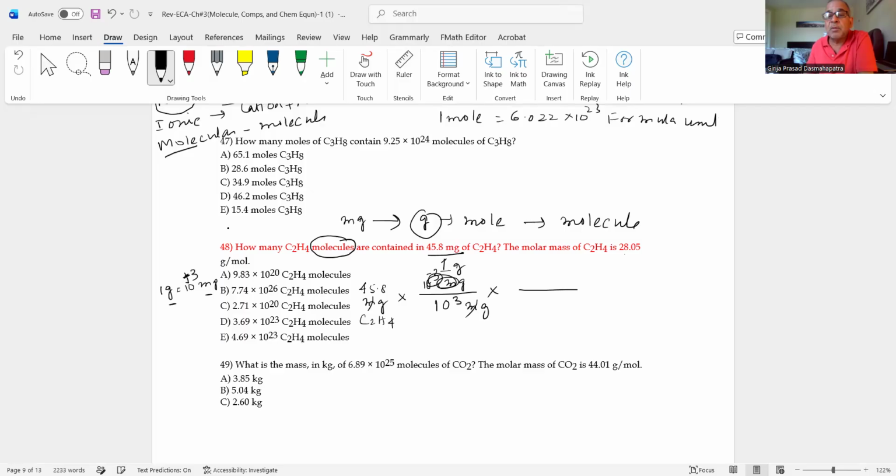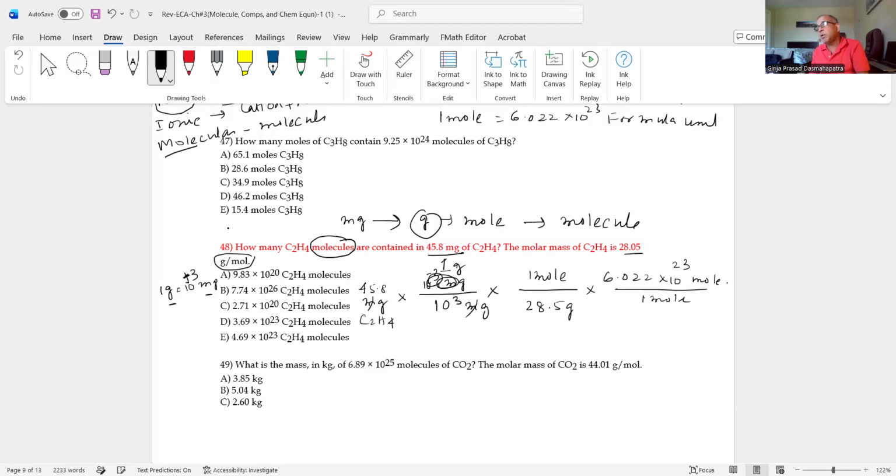They have already given the molecular weight. So you will have 28.5 gram over 1 mole because this is the molar mass. And then you multiply by Avogadro's number, that is 6.022 times 10 to the power 23 molecules over 1 mole.